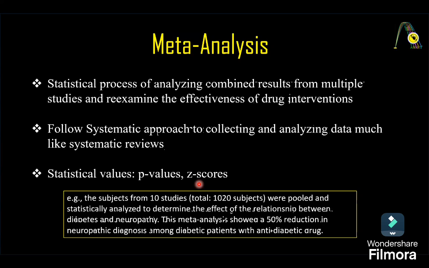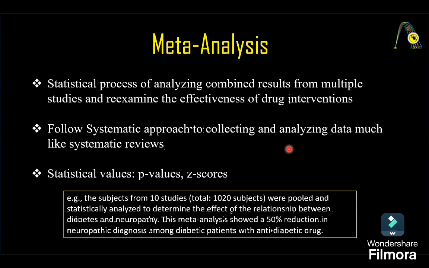Okay. And another important point is that oftentimes with meta-analysis, the results from the individual studies may not reflect the results from a meta-analysis. So in an individual study, it might show that the anti-diabetic drug had no effect in reducing neuropathic diagnosis among diabetic patients, in an individual study. But in the overall meta-analysis, it does show an improvement.